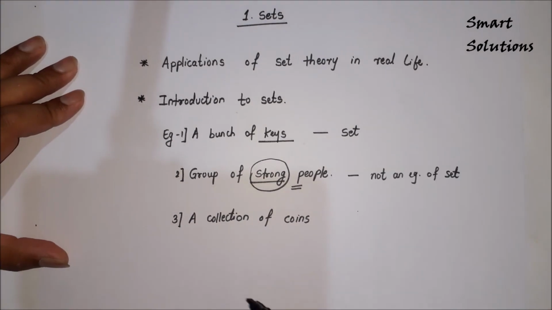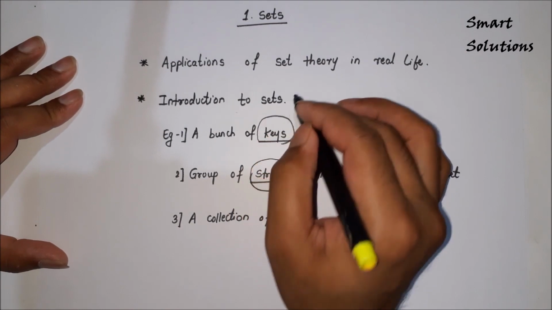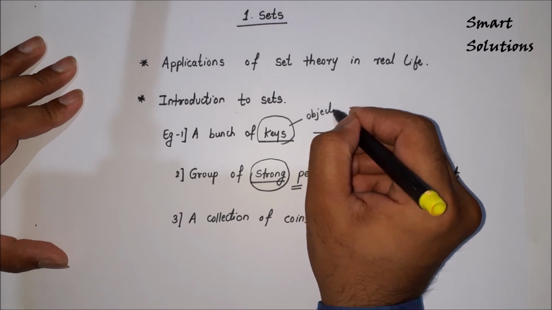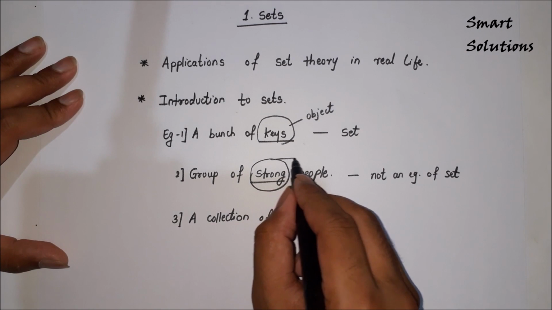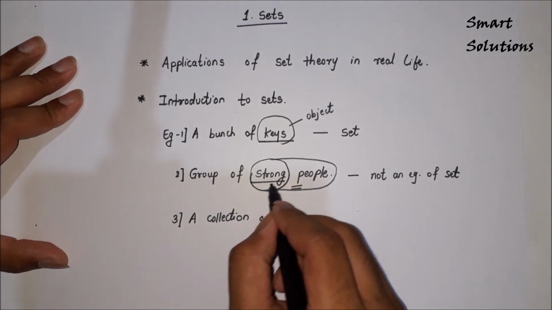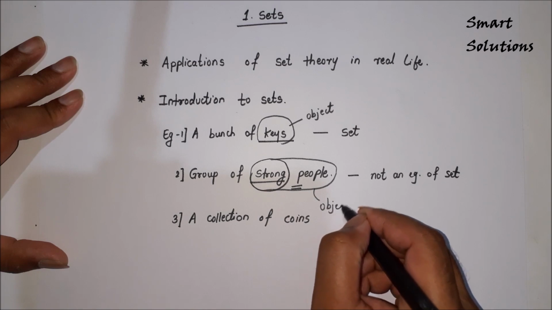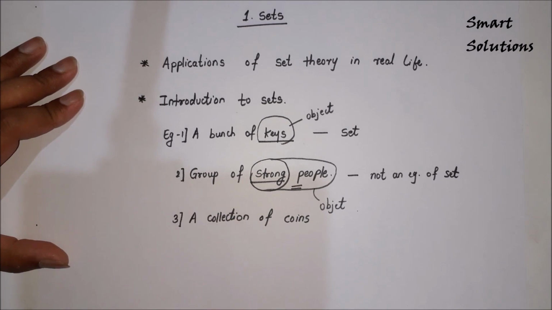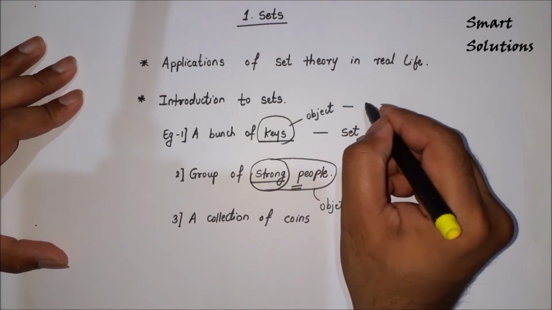So from these two examples you can note that whenever you have an object, or an element, you can say. Also here strong people is the object, not only people but strong people is the object. And in example number 1, the object was keys and you were able to clearly define it.